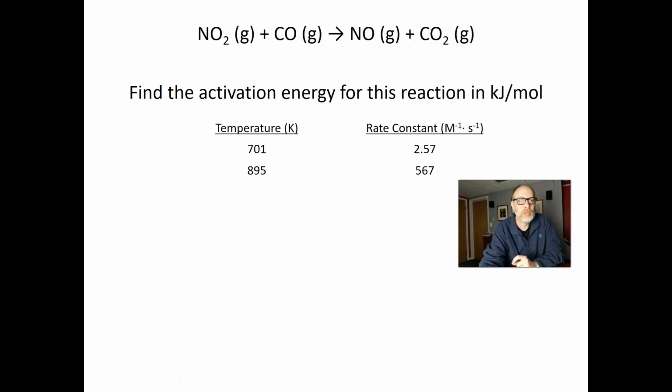So what does this look like? Well, it looks like a problem like this. If we have NO2 reacting with carbon monoxide to produce NO plus carbon dioxide, we essentially have an oxygen exchange here, where one oxygen atom is moving from the nitrogen dioxide to the carbon monoxide. And we measure the rate constant at 2 different temperatures, 701 Kelvin and 895 Kelvin.